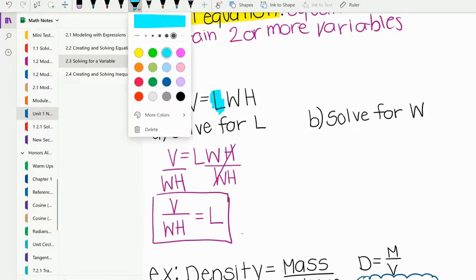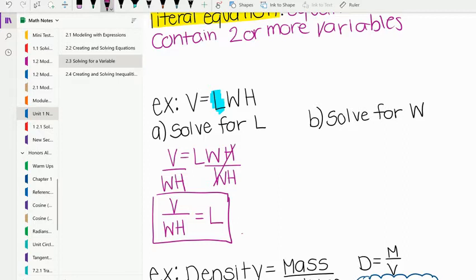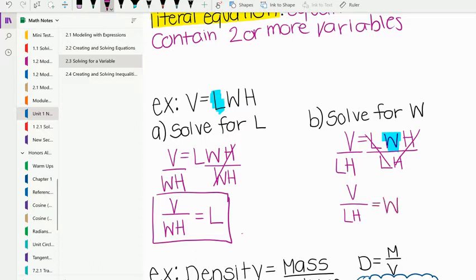All right, the next one. So we want to solve for W. So we have V equals LWH. And I want to get that W by itself. So still I am multiplying by LH. So I divide by LH on both sides. When I do that, the L and the H cancel out. So you get V divided by LH equals W. And then now you've isolated the W.